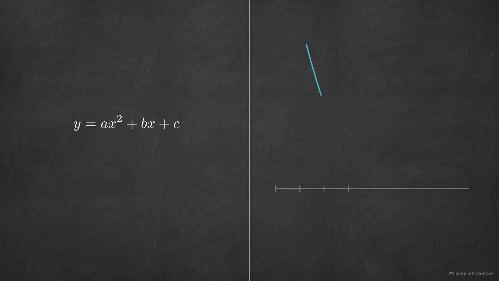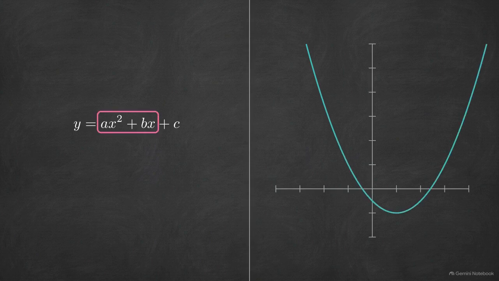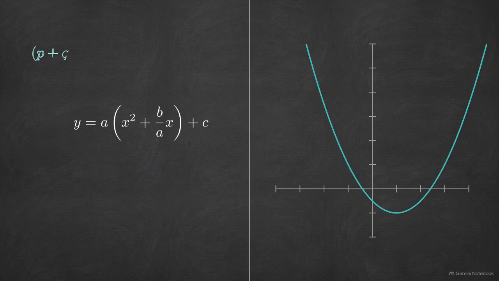Here is our standard form equation alongside its geometric curve. To reveal the vertex, we start by separating the x variables. Factoring out the leading coefficient a exclusively from the first two terms isolates the variable structure inside a parenthesis. Our target format relies on a perfect binomial square, an expression that looks like p plus q all squared. We need the terms inside our parenthesis to match this exact structural pattern.